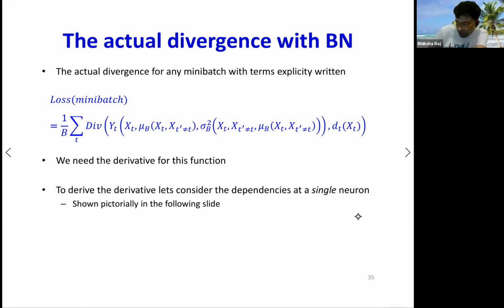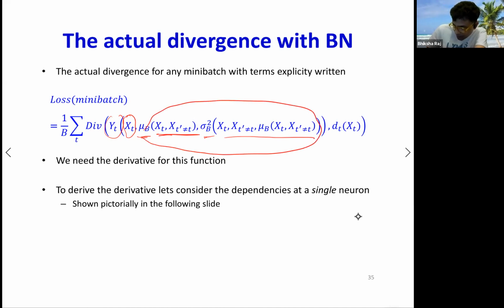So, to understand how this plays out, here's the equation that actually explains it, right? The mean is a function of all of the inputs in the mini batch. The variance too is a function of all of the inputs in the mini batch. So the output is dependent not just on that specific input, but basically all of the inputs in the mini batch. And this makes the computation of derivatives challenging.